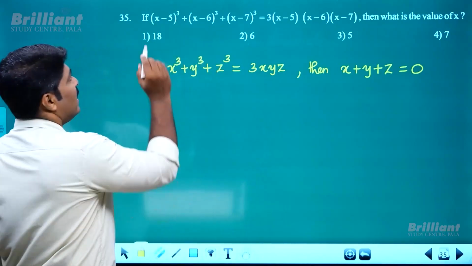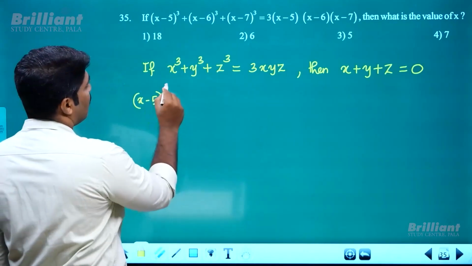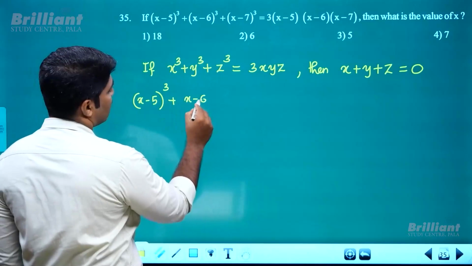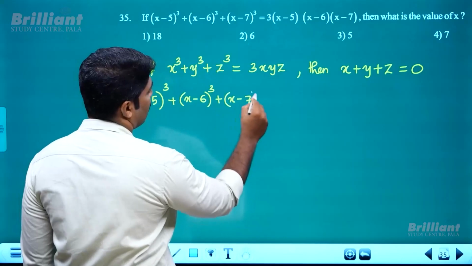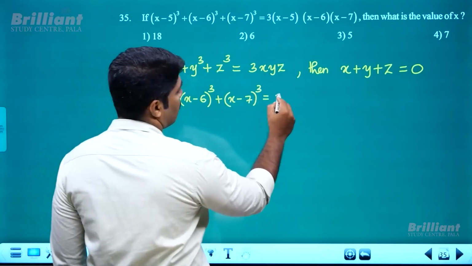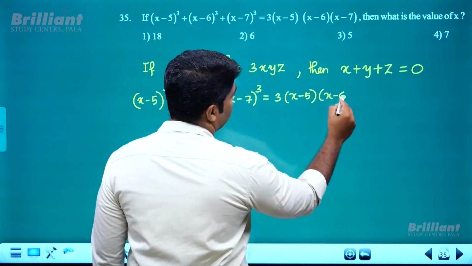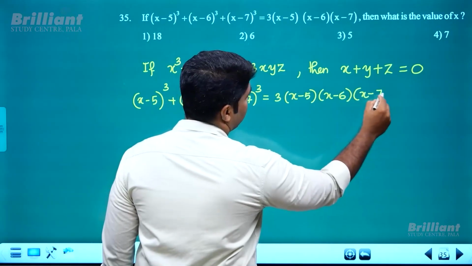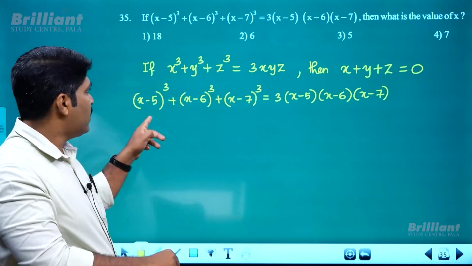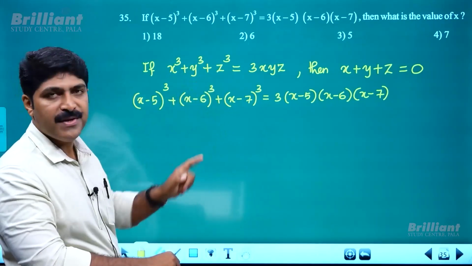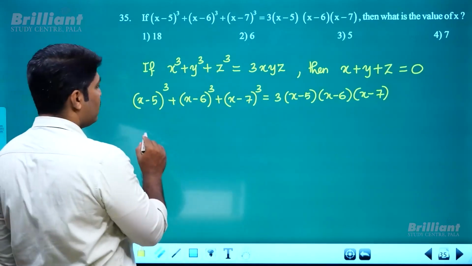So here it is given that x minus 5 the whole cube plus x minus 6 the whole cube plus x minus 7 the whole cube is equal to 3 times x minus 5, x minus 6 and x minus 7. It is like our given condition, with x, y, z replaced by x minus 5, x minus 6, x minus 7. Then what's the conclusion there?